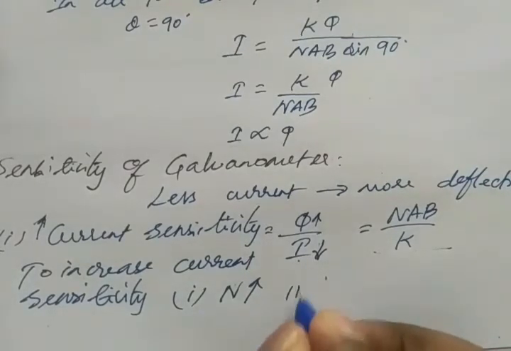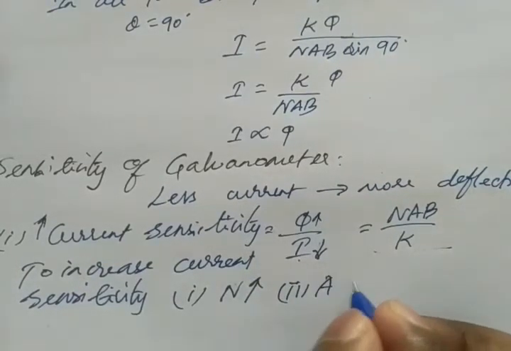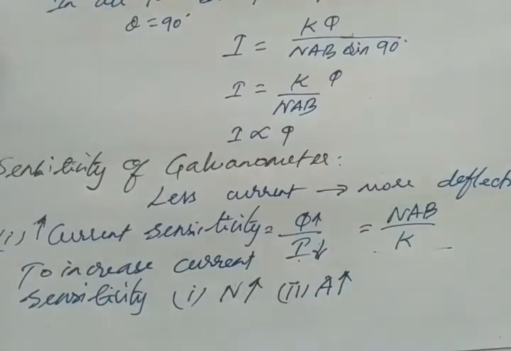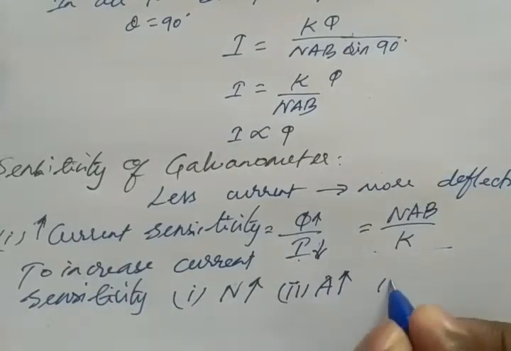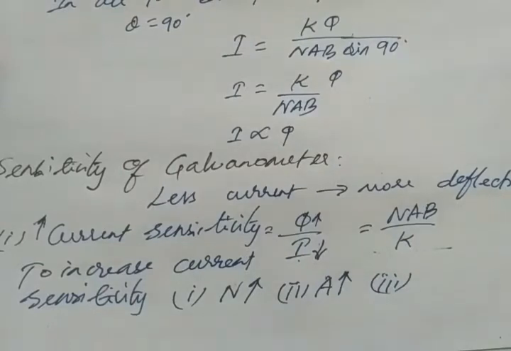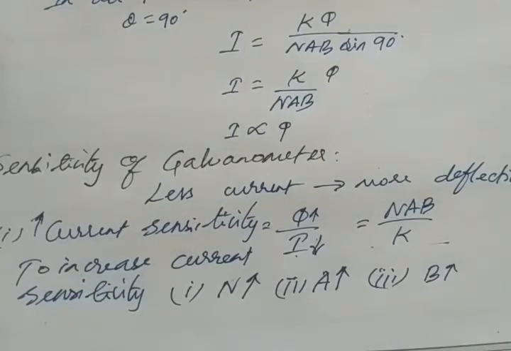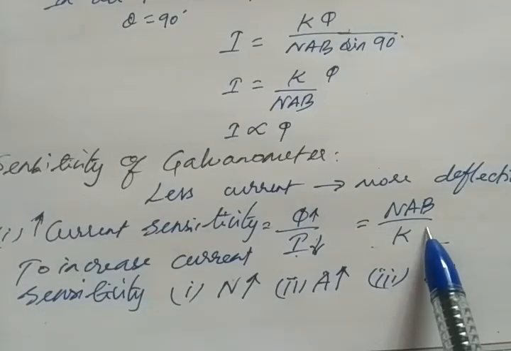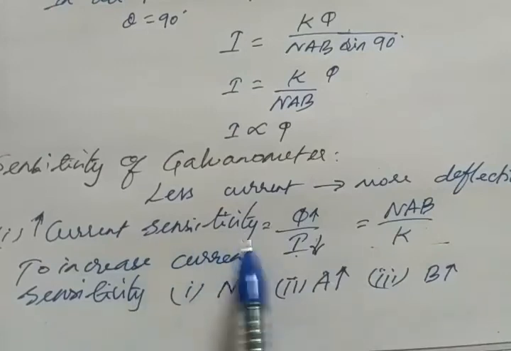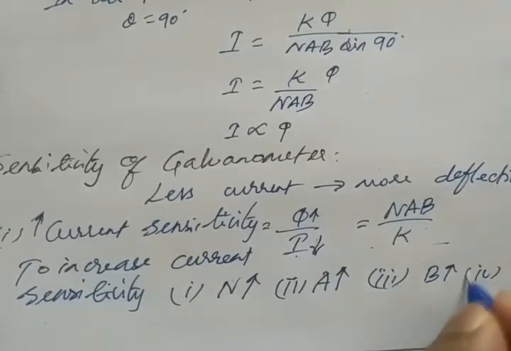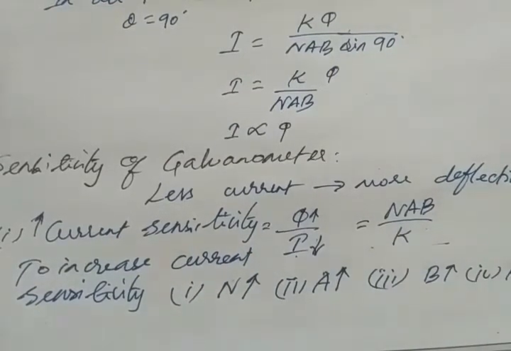Then the area of the coil also gets increased. Then the magnetic field also gets increased. All the three are interrelated with each other. Then the torsional constant, it is in the denominator, so we have to reduce this value in order to increase this. So our torsional constant must be reduced, right? So with these 4 points we are able to increase the sensitivity.